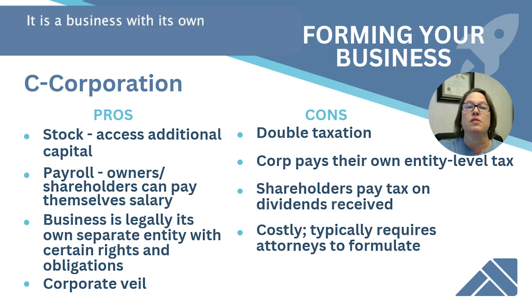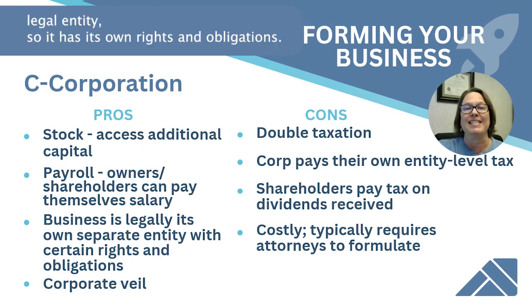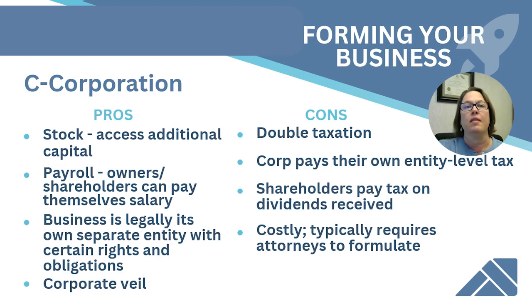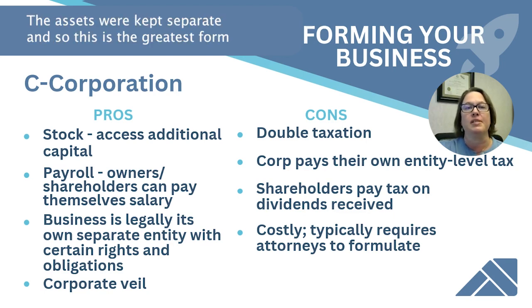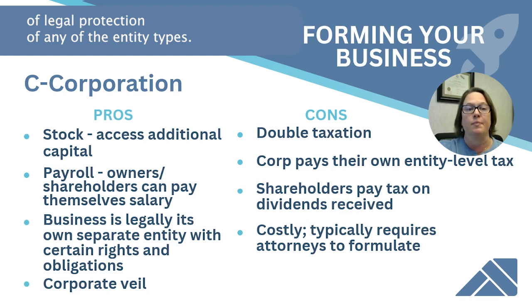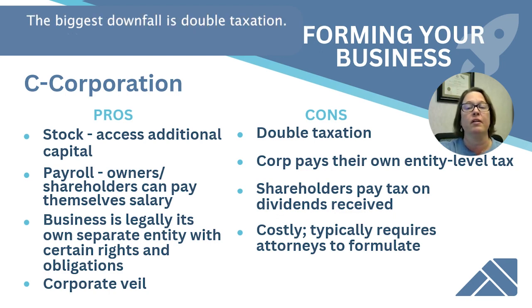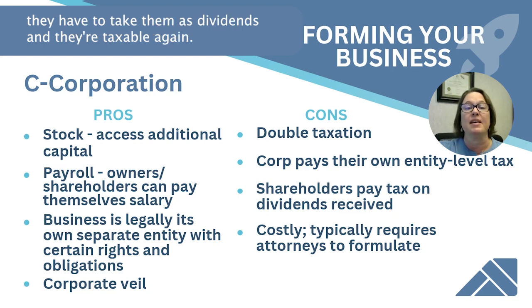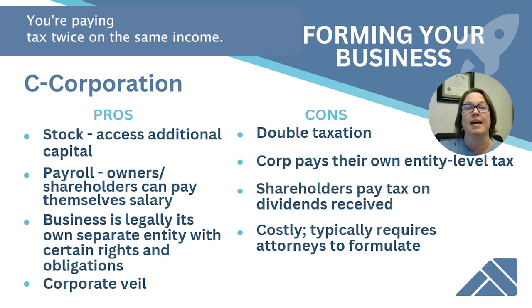It is a business with its own legal entity, so it has its own rights and obligations, but there's also a corporate veil. This means protection between the business and the people. The assets are kept separate, and so this is the greatest form of legal protection of any of the entity types. The biggest downfall is double taxation. The corporation pays its own tax on profits. If the owners then want to take those profits home, they have to take them as dividends, and they're taxable again. They're paying tax twice on the same income.